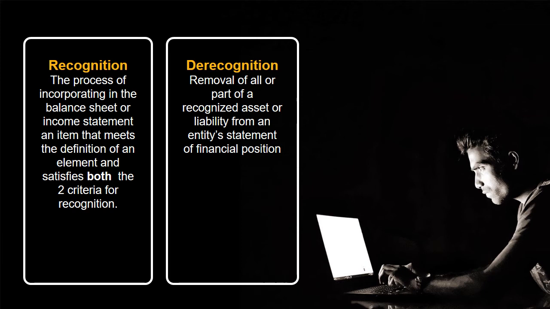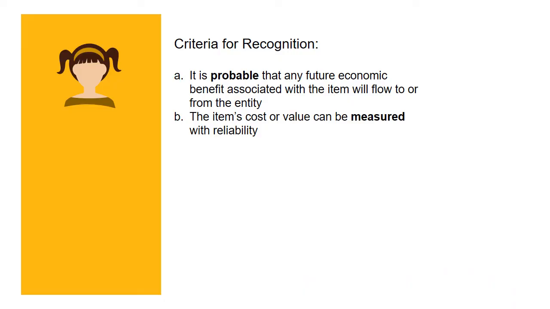So, what are the two recognition criteria na mention dito sa recognition? The criteria for recognition are letter A and letter B. Letter A: it is probable that any future economic benefit associated with the item will flow to or from the entity. Probable na merong inflow kung asset yan or income yan, or probable na merong outflow kung liability or expense yan. Letter B: the item's cost or value can be measured with reliability. Ibig sabihin, ma-measure natin or ma-estimate natin yung amount ng elements of financial statements. Kasi kung hindi natin alam yung amounts, ano i-record natin sa books ni company? So again, the criteria for recognition, it must be probable and measurable.